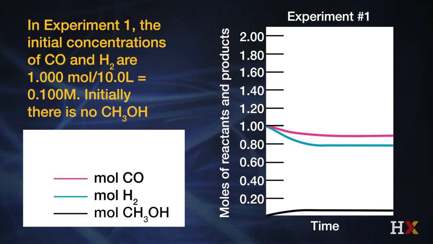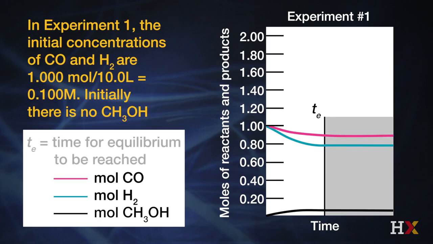But then a remarkable thing occurs. Namely, we hit a point where the concentrations of all of the species stabilize. That is, they do not change with time. And that's the point at which equilibrium is reached. In particular, as soon as we hit that equilibrium point, we know that the back reaction converting methanol to carbon monoxide and hydrogen exactly equals the forward rate converting carbon monoxide and hydrogen to methanol.